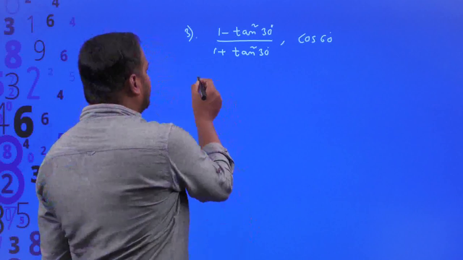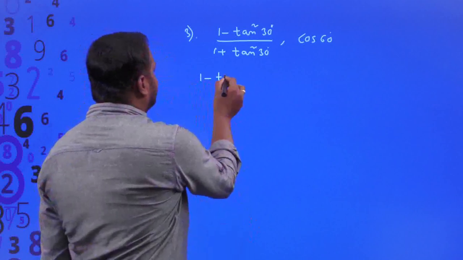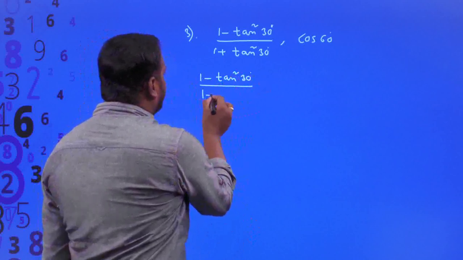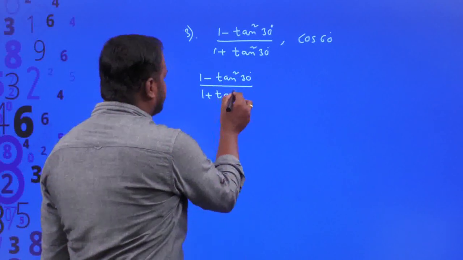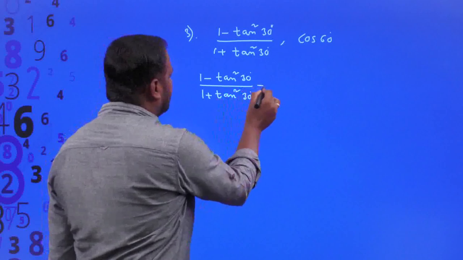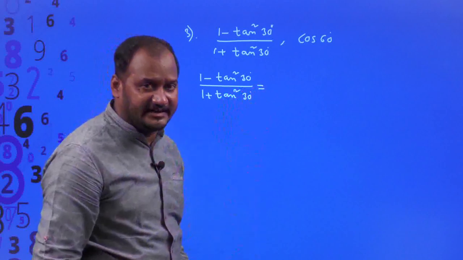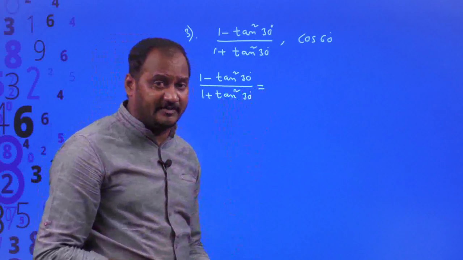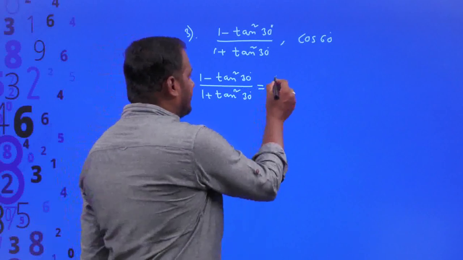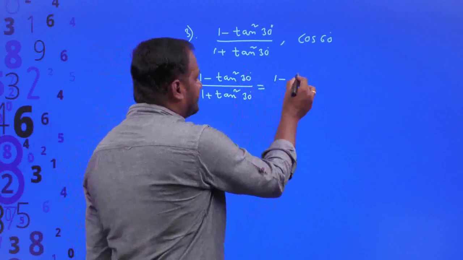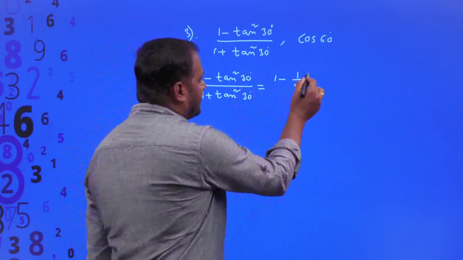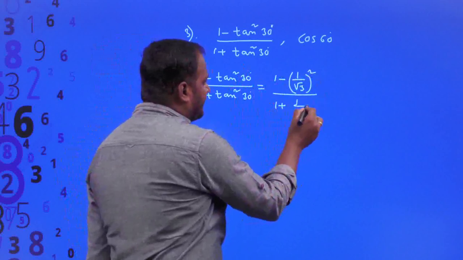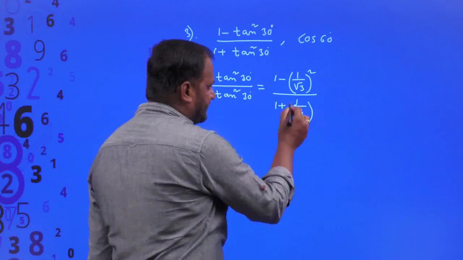Okay. I am finding out the value of 1 minus tan square 30 degrees divided by 1 plus tan square 30 degrees. For that, you need to remember the value of tan 30 degrees. What is the value of tan 30? Tan 30 is equal to 1 divided by root 3. So it will be 1 minus, this is tan square, right? So 1 divided by root 3 whole square, divided by 1 plus 1 divided by root 3 whole square.